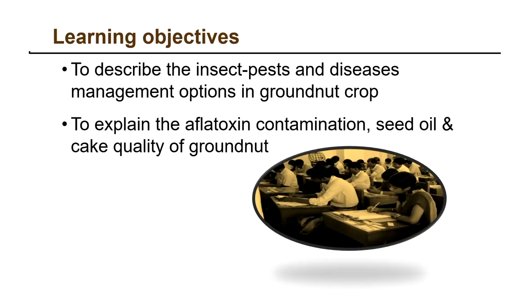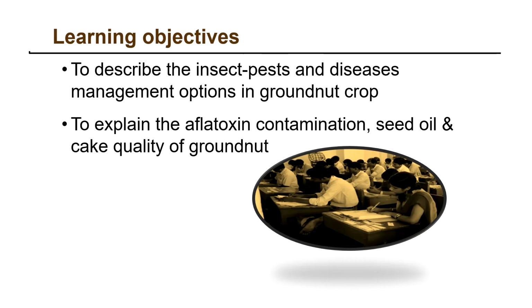Followed by, you will also learn about aflatoxin contamination. This is a very serious issue in groundnut pods or groundnut seed, which has attracted the attention of many people. And we will see how these aflatoxins enter the groundnut fruits or seeds and how to manage this problem. And also you will know some seed, oil and cake quality issues about the groundnut crop.